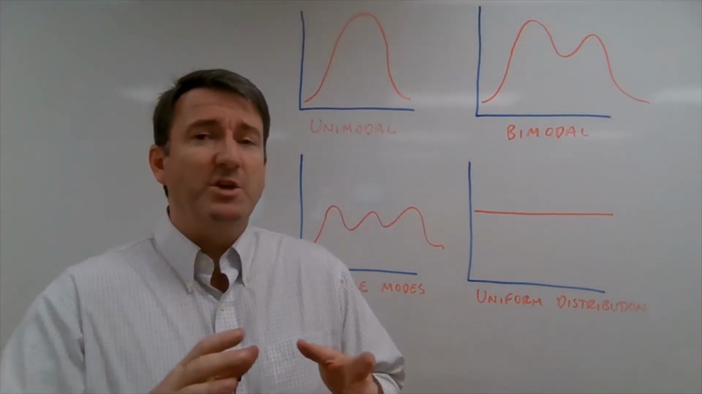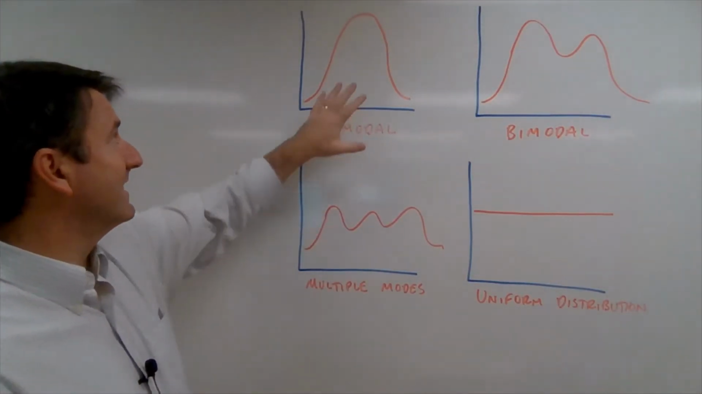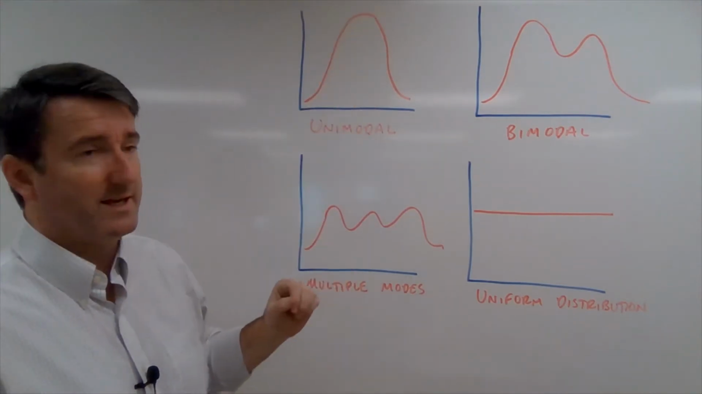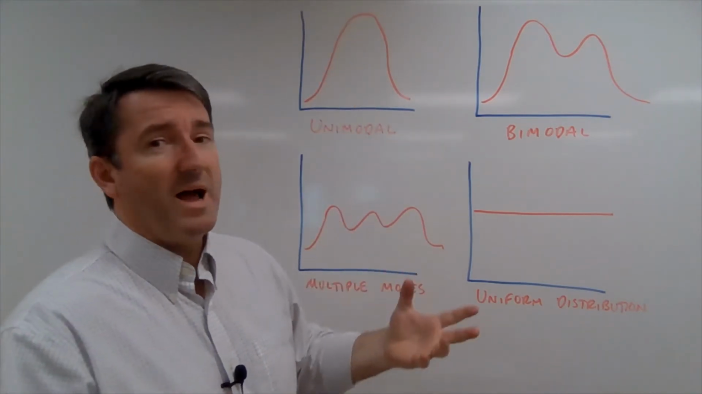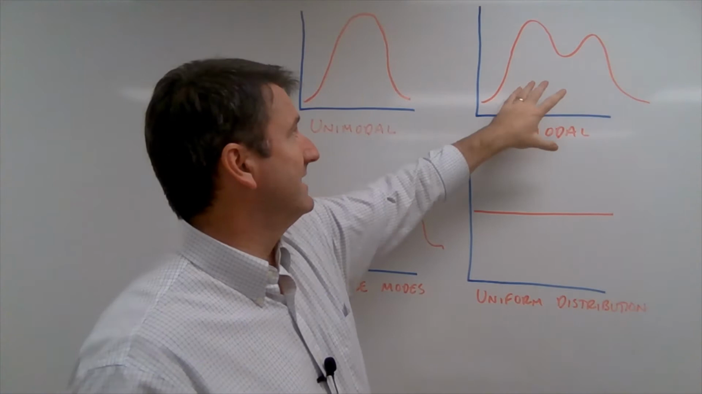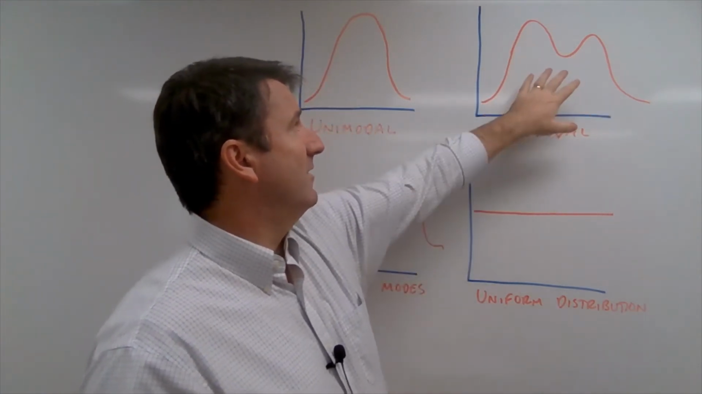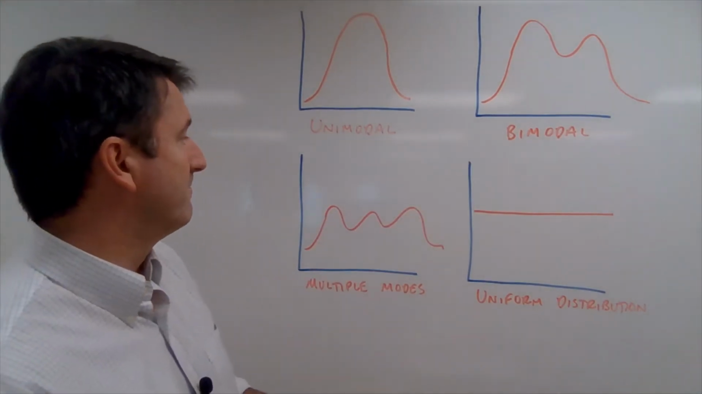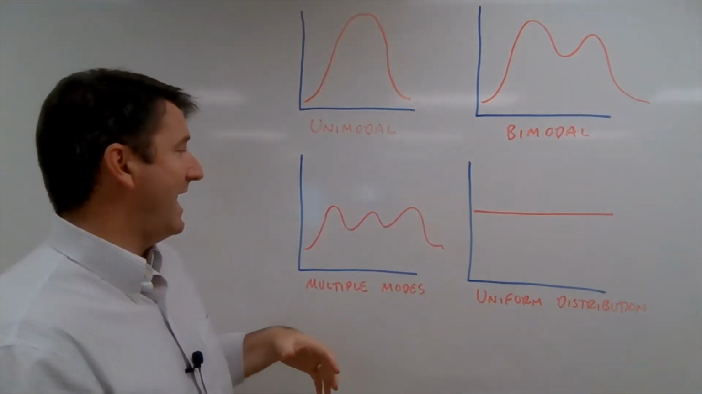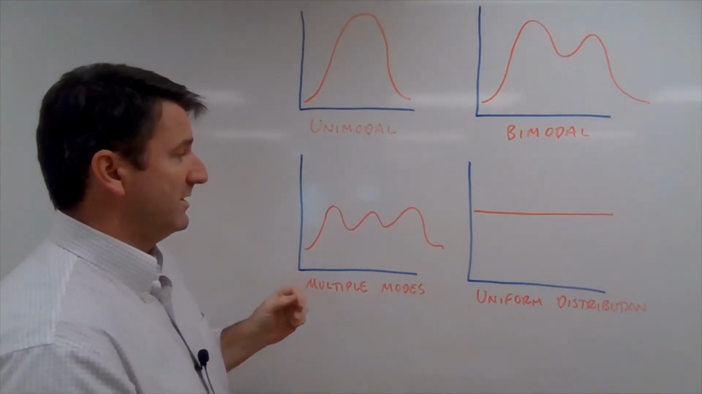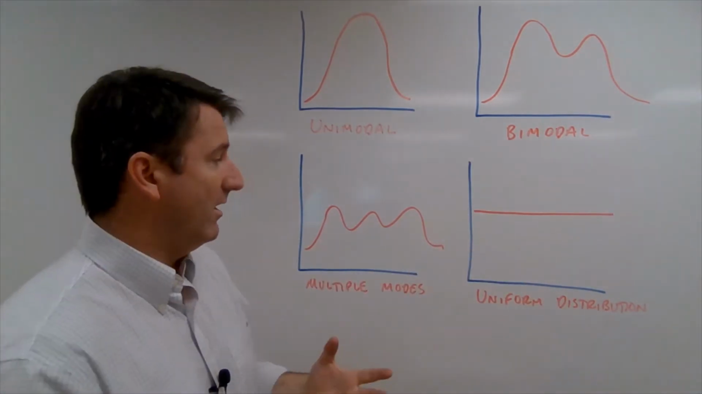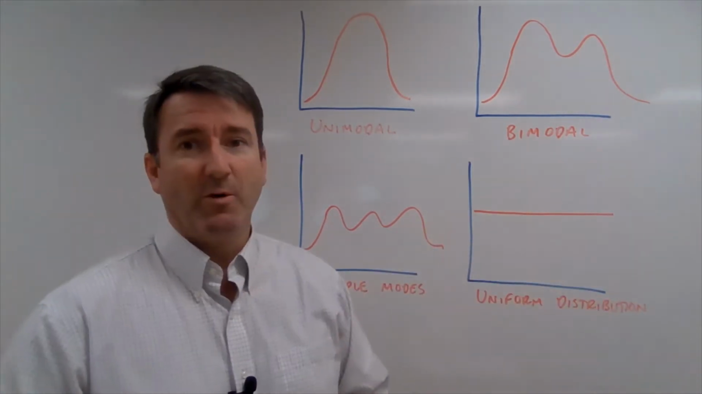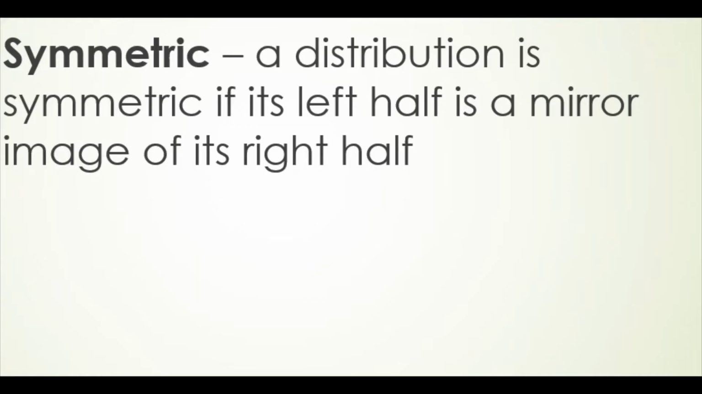The graph of a unimodal distribution might look like this with just a single peak. The graph of a bimodal distribution might look like this with two different peaks, though one might be smaller than the other. It's also possible to have more than two modes, or to have no mode at all, which would be a uniform distribution.